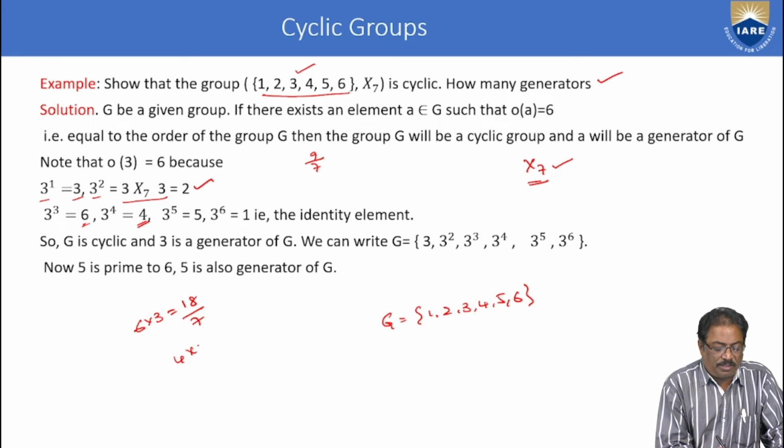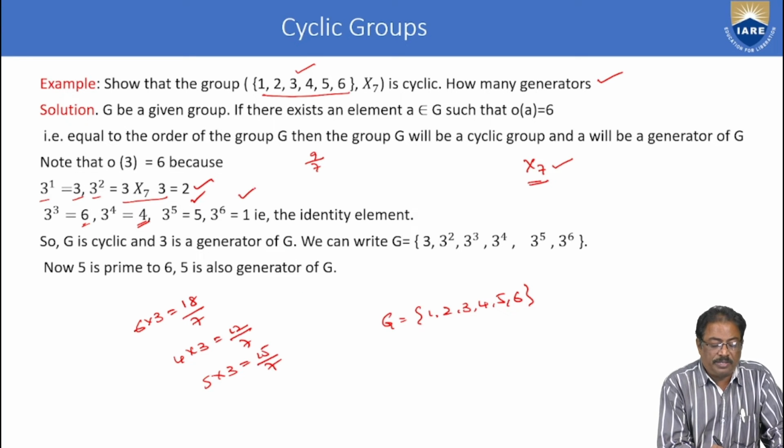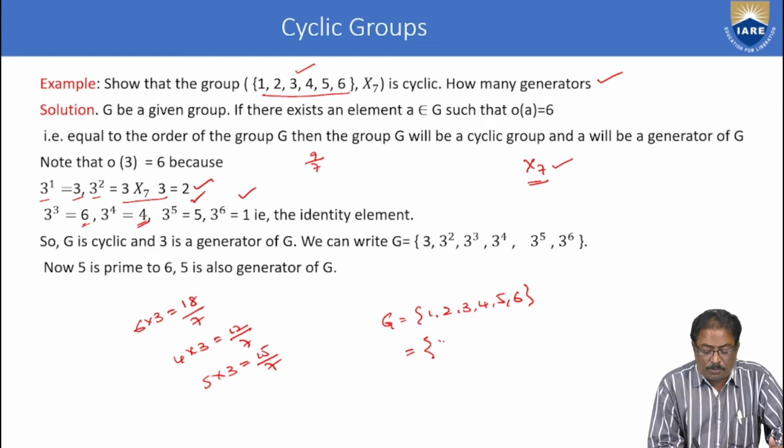Then 3 power 5: 4 into 3 is 12, and 12 by 7 leaves remainder 5. And the next, 3 power 6: 5 into 3 is 15, and dividing by 7, I get 1. So 1 can be written as 3 power 6.